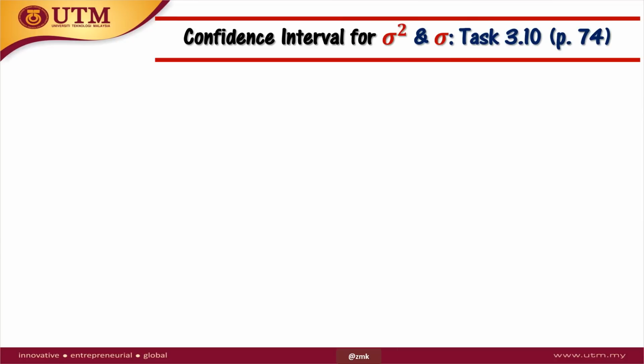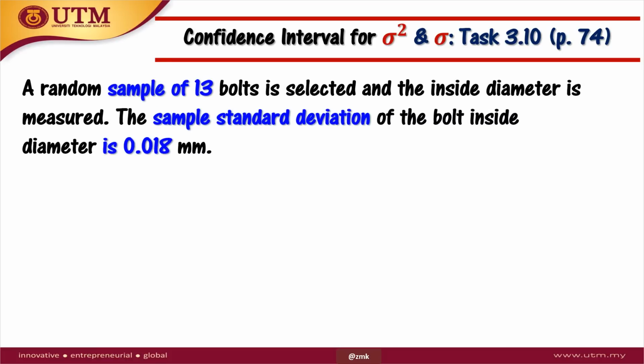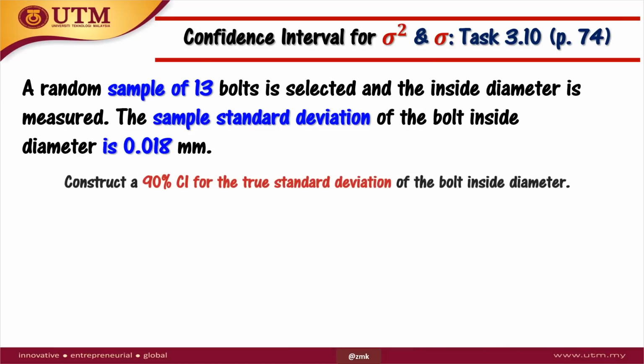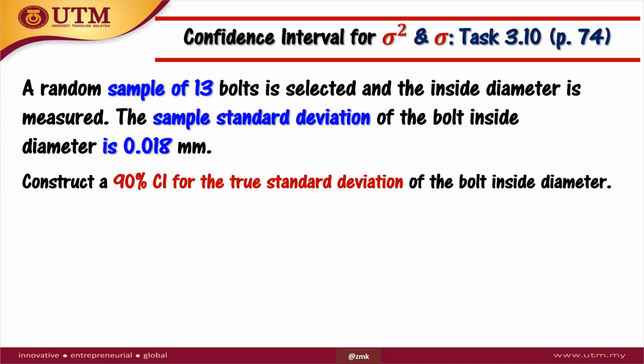Looking at another example on constructing the confidence interval for sigma squared and sigma, we may refer to task 3.10 in page 74. A random sample of 13 bolts is selected and the inside diameter is measured. The sample standard deviation of the bolt inside diameter is 0.018 mm. Assuming that the inside diameter of the bolt is normally distributed, construct a 90% confidence interval for the true standard deviation of the bolt inside diameter.